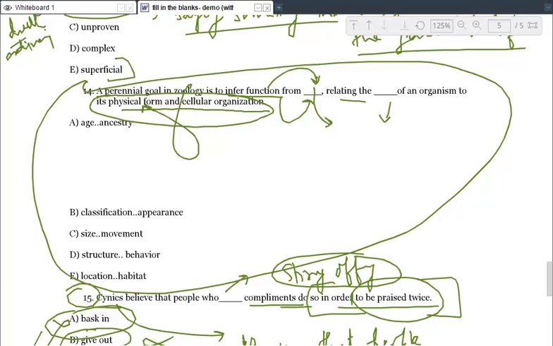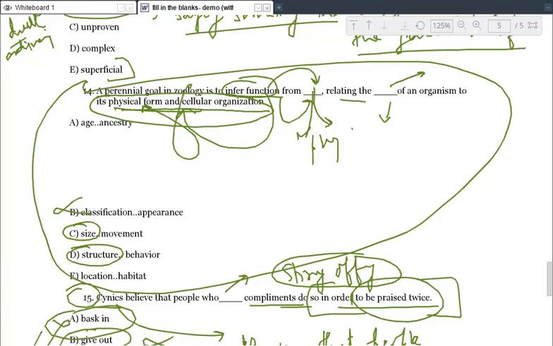Isn't it? This is a kind of a Sudoku puzzle. On the one hand, you say that a perennial goal in zoology is to infer function. We don't know from what. But the hint is given that relating the dash of an organism to its physical form. That means the function must have something to do with the physical form. So can I say here that something physical will come here? What is that physical thing? Its structure. It can be the size. It cannot be the classification. It cannot be the location. It cannot be the age either, because age is not a physical form. The size and the structure is a physical form. In fact, structure and size both. Its structure is more a physical form than size. Can I shortlist C and D? Yes, people? Yes or no?